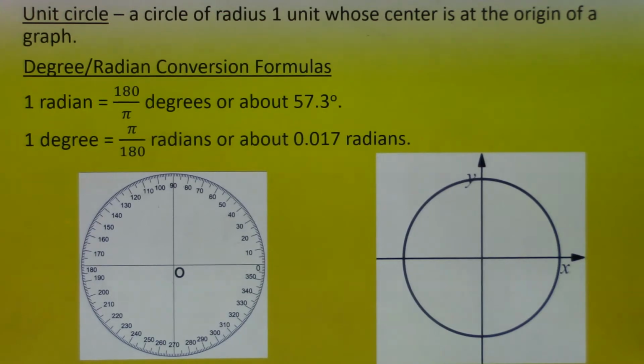Again, take pi, which is 3.14159, divided by 180, and you get approximately 0.017, or 17 thousandths radians. Once again, these are conversion formulas you can use. Sometimes you have to convert radians to degrees, sometimes you have to convert degrees into radians. So these conversion formulas will help you out with that.